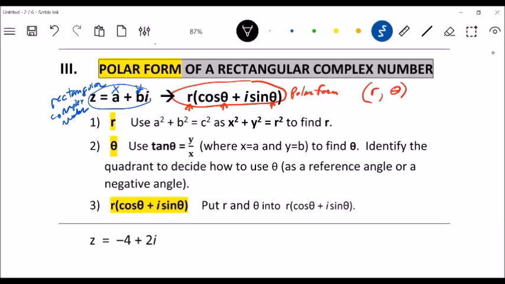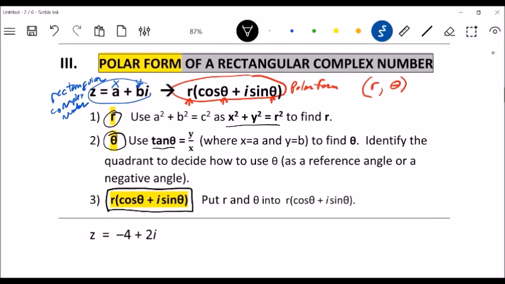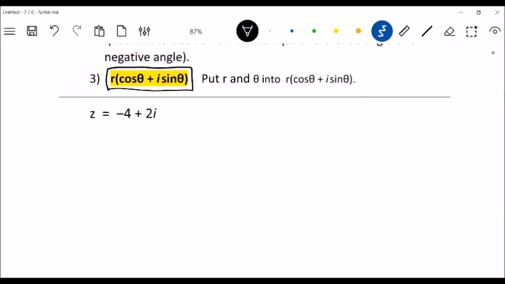So what we will do is 3 steps where we will find what the r is using the basic Pythagorean theorem. We will find the angle by using the fact that the tangent of theta is equal to y over x, because we're given what y and x are, or b and a. And then we will put it into this format, and we will have our polar form of the complex number. So let's do that here with z equals -4 plus 2i.